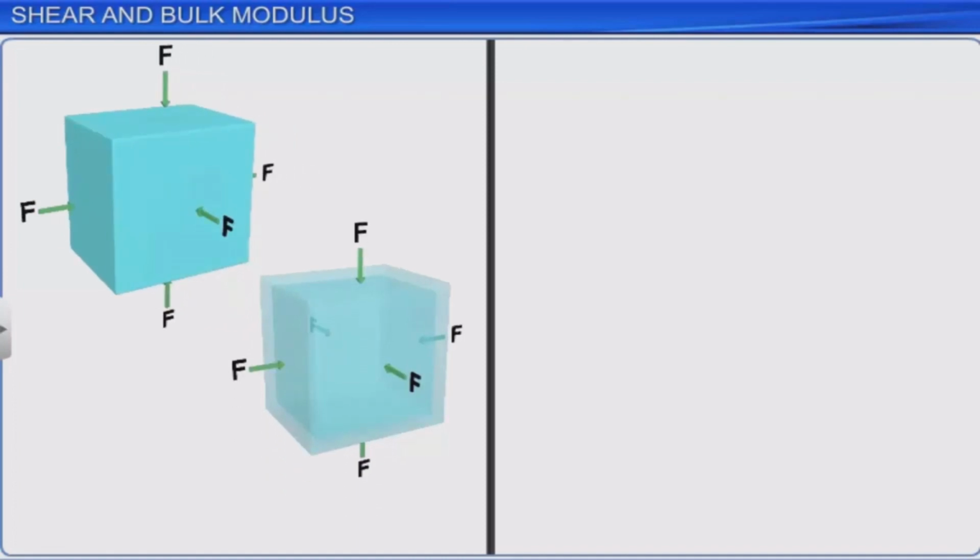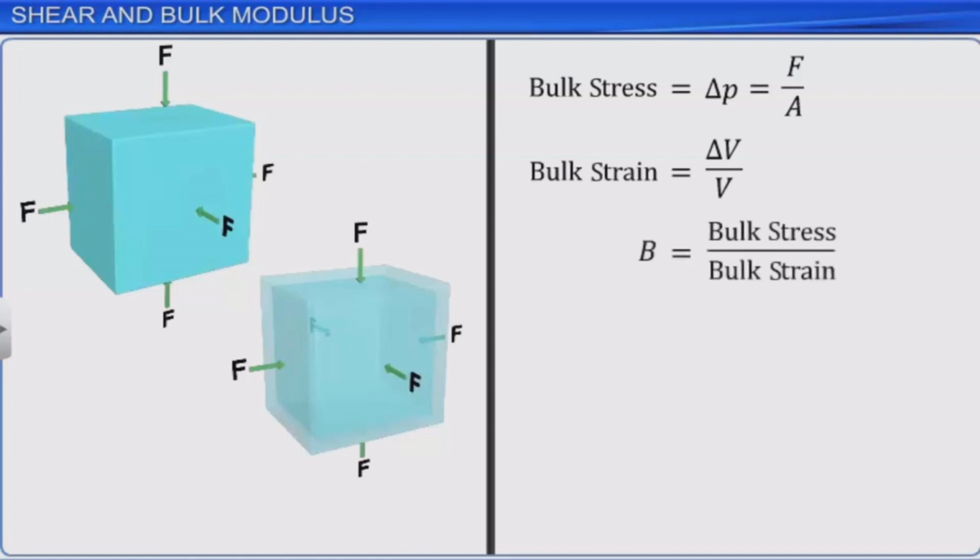Therefore, bulk stress is defined as a change in pressure delta P, which is also equal to the ratio of force F to area A. If the volume of a body V changes by delta V, then the bulk strain or volume strain is equal to the ratio of delta V to V. The ratio of bulk stress to bulk strain is called bulk modulus and is denoted by the symbol B. Bulk modulus is equal to the ratio of delta P to delta V by V.